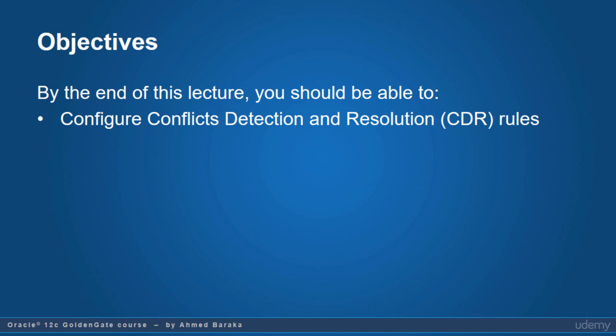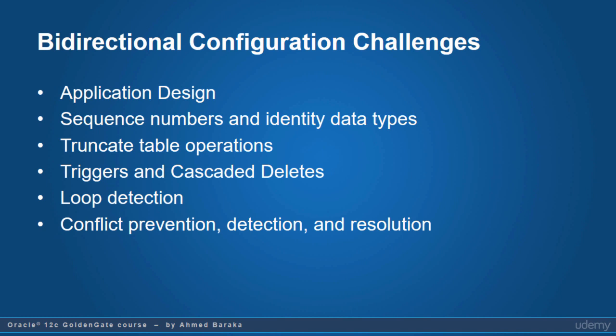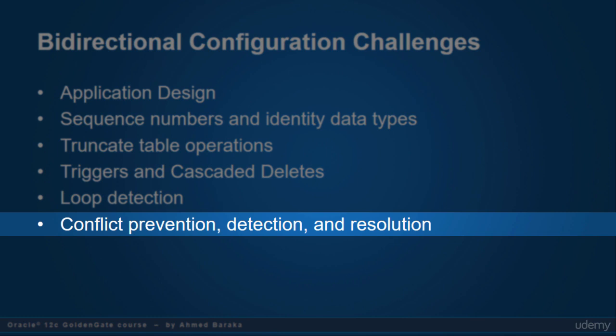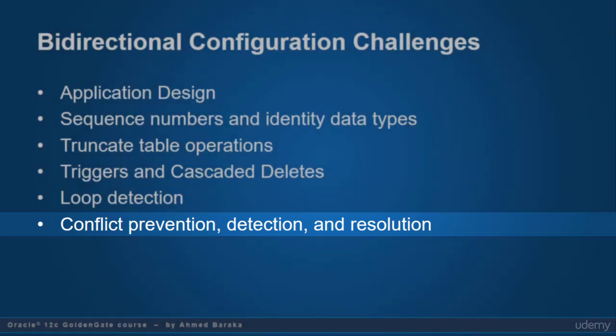In this lecture I'm going to talk about one subject: how to configure conflicts detection and resolution in a bidirectional configuration. This is just a reminder of the bidirectional configuration challenges that I have talked about in the previous lecture. We have covered the first 5 points, and I'm going to cover the last point in this lecture, which is how to handle conflicts in Oracle Golden Gate bidirectional configuration.